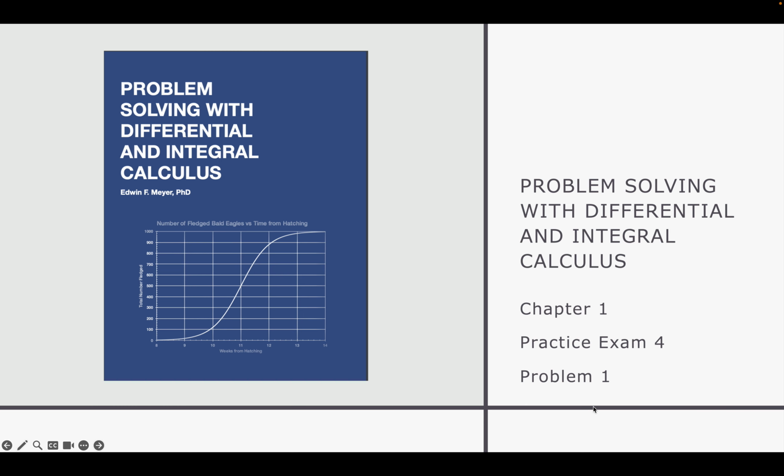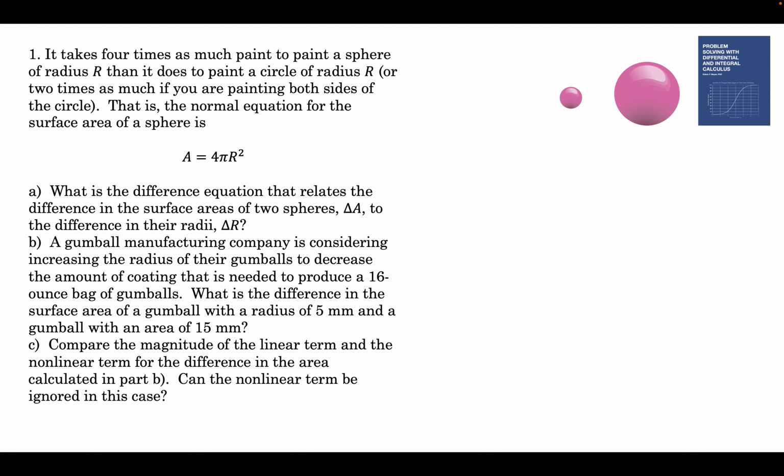This is problem 1 on practice exam 4 of chapter 1 in the book Problem Solving with Differential and Integral Calculus. It takes four times as much paint to paint a sphere of radius r than it does to paint a circle of radius r. The normal equation for the surface area of a sphere is 4 pi r squared. The equation for the area of a circle is just pi r squared.